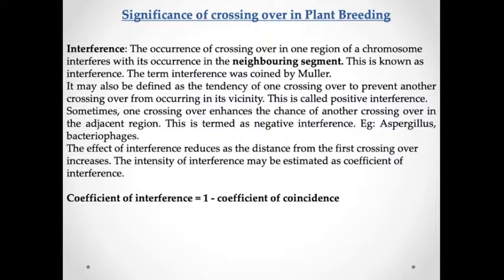And how to calculate the coefficient of interference? You just subtract the coefficient of coincidence from 1. You can calculate the coefficient of interference, which is when a crossing over in one region of a chromosome interferes with the occurrence in the neighboring segment. This is known as interference, and the term was coined by Muller.